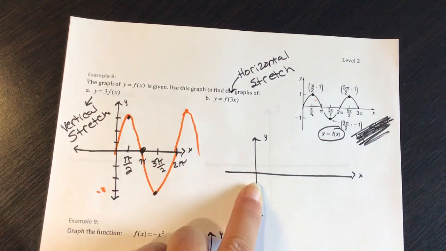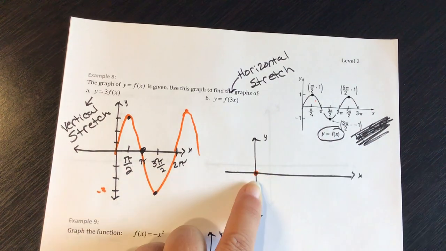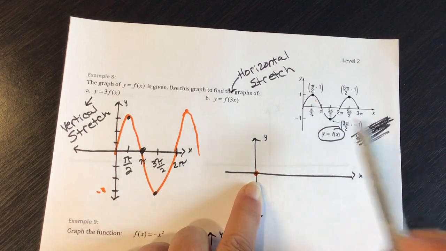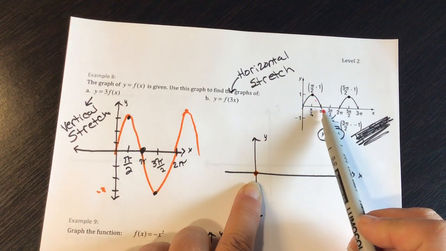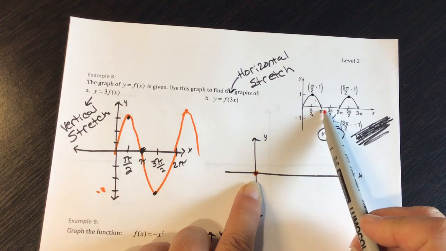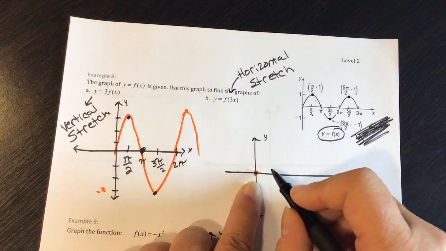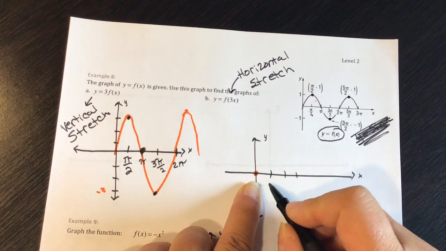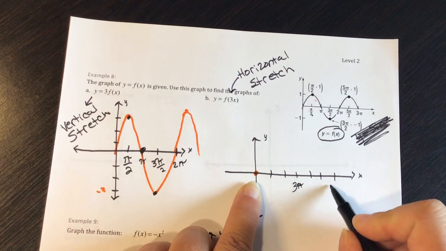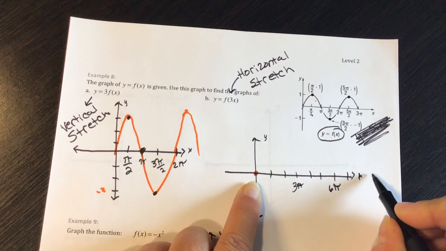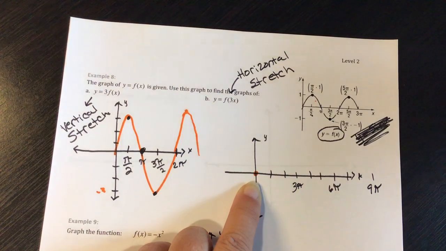So if I start with my starting point at 0, in the original function, it's going to go up and it's going to hit pi. It's going to come back down and hit pi. But now we're going to multiply this by 3. So it's actually going to go down and hit pi at 3 pi. So now if I'm just counting by pi, here's 1 pi, 2 pi, 3 pi. And then 4 pi, 5 pi, 6 pi, 7, 8, 9 pi. And we're just going to stop there.